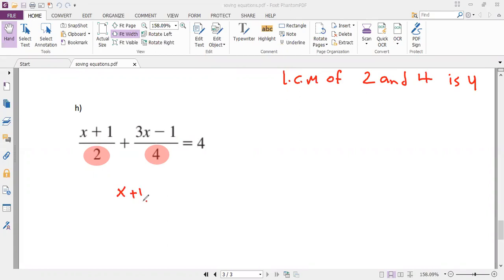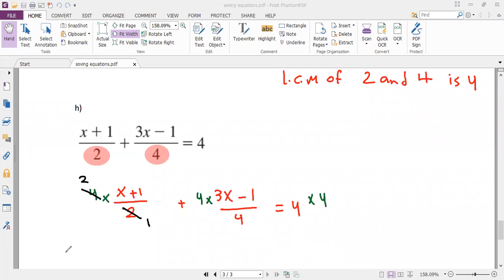It's x plus 1 divided by 2 plus 3x minus 1 divided by 4 equals 4. So I said to multiply all terms by 4. So multiply this one by 4, and this one by 4, and this one by 4. Why 4 exactly? Because 4 is divisible by 2. So 2 divided by 2 equals 1, and there is no need to write 1. And 4 divided by 2 equals 2. 2 is multiplied by x plus 1, so it's 2x plus 2.